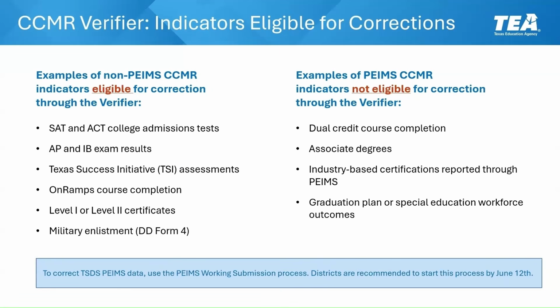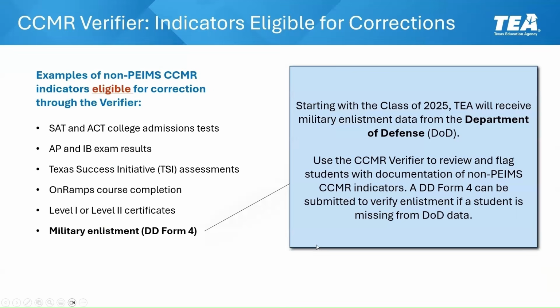If CCMR indicators reported through PEIMS need to be corrected, districts must use the PEIMS Working Submission process instead of the verifier. And you can reference the Working Submissions guidance document linked in this video description for more information. Districts are recommended to initiate that process by June 12th. And districts can use the verifier to review and flag students with documentation of non-PEIMS CCMR indicators.